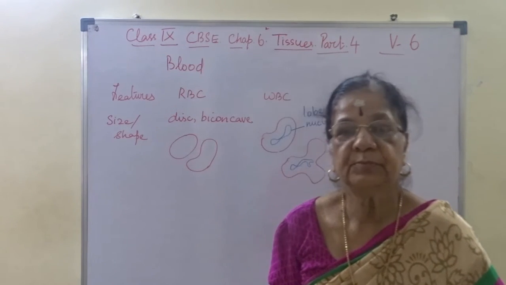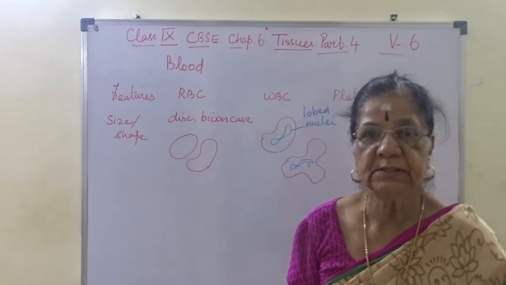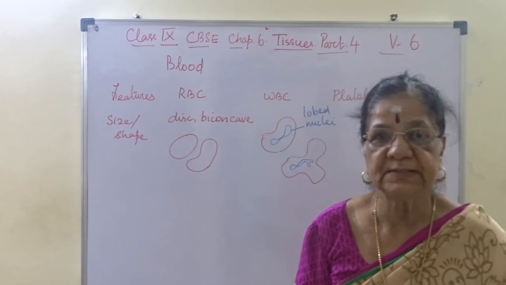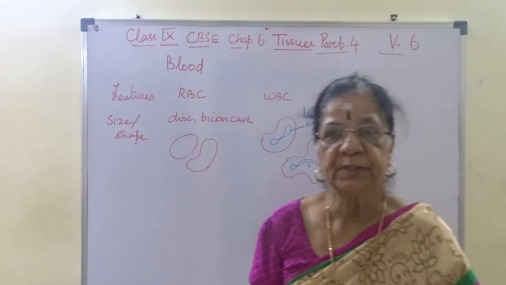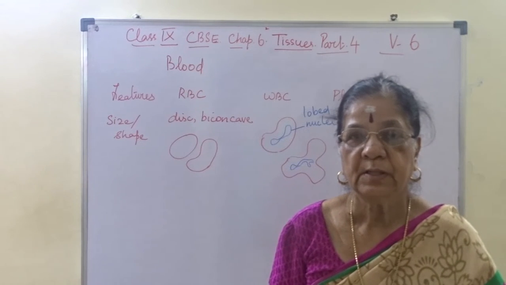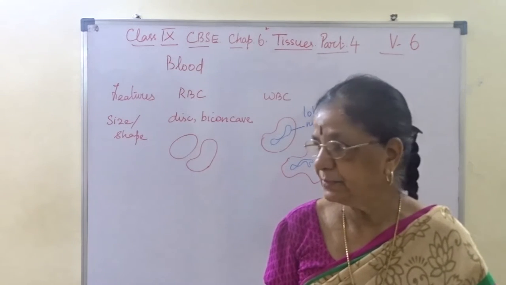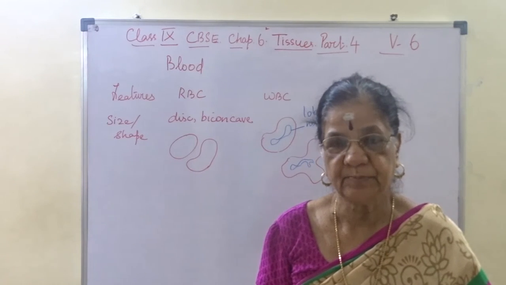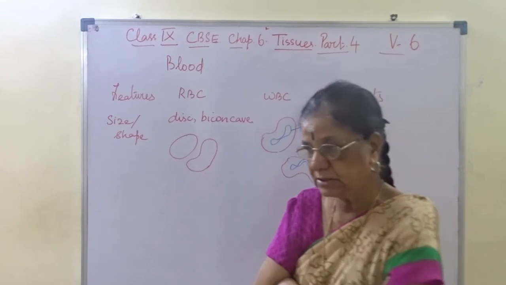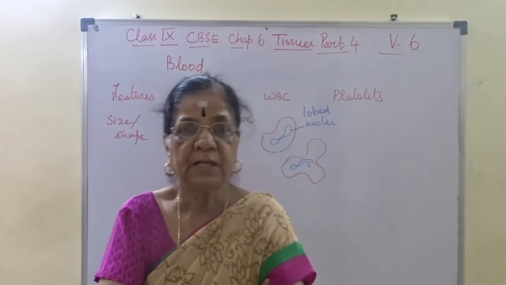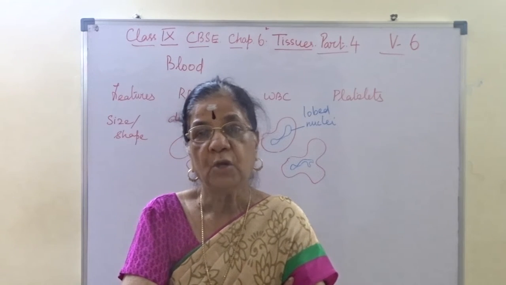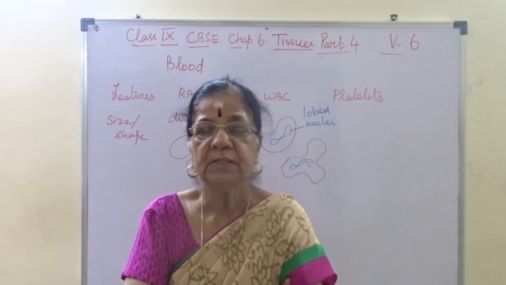We are doing tissues. Under that, we have learned plant tissues. Plant tissues are classified into meristematic and permanent tissues. Meristematic tissues are apical meristem, intercalary meristem and lateral meristem, whereas permanent tissues are simple permanent and complex permanent tissues. Simple permanent tissues are parenchyma, collenchyma and sclerenchyma. Whereas complex permanent tissues are xylem and phloem.